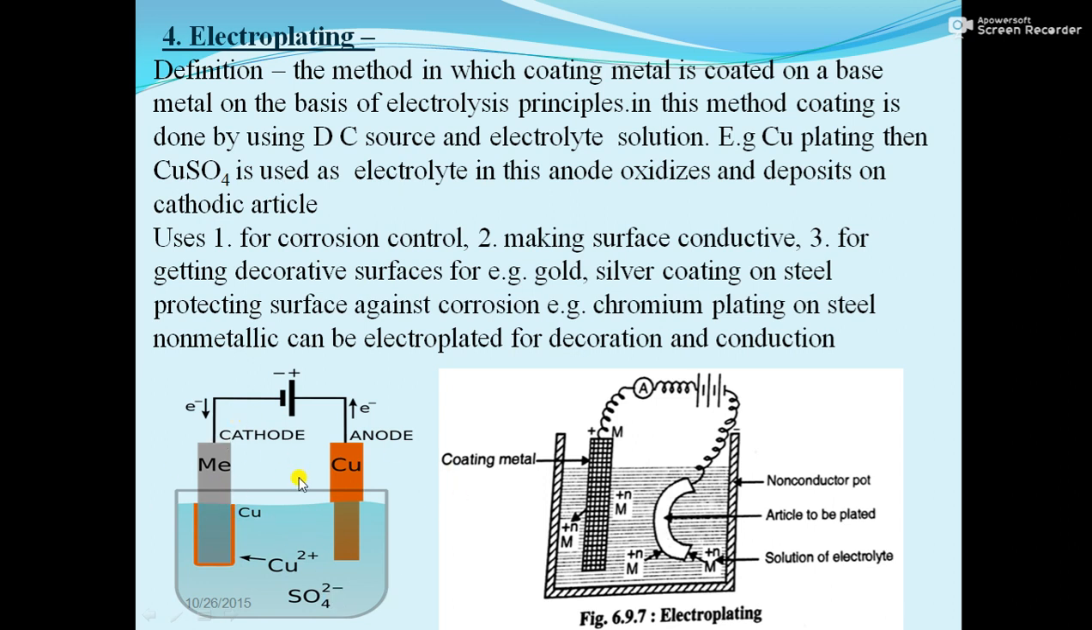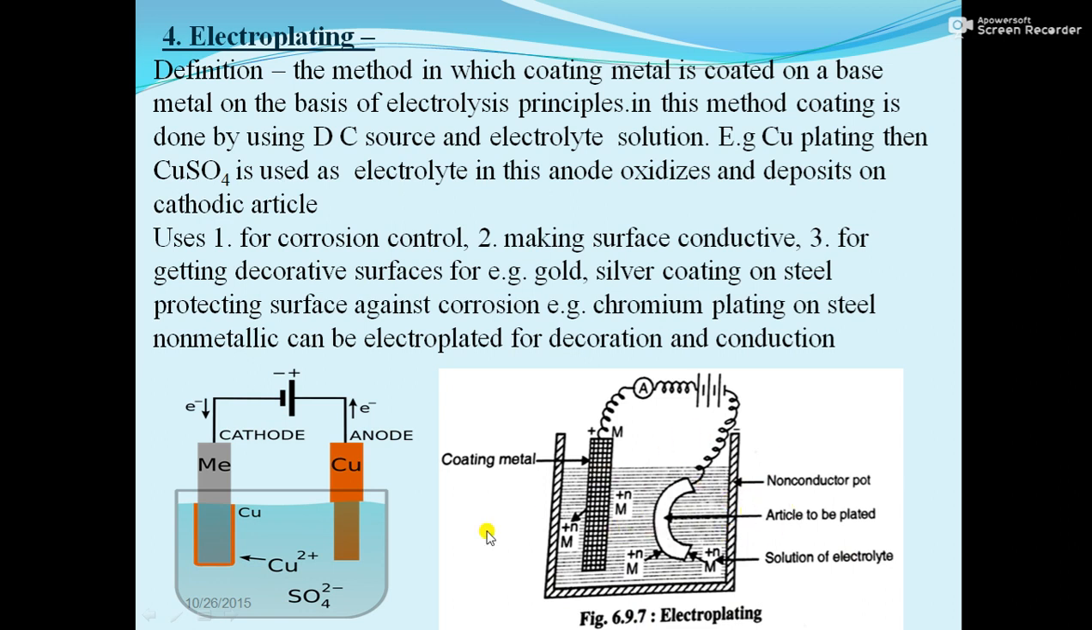So as you can see in the figure, this is the copper anode, here is the cathode, any metal. Suppose we want to do the coating of copper, so copper will be the anode, and here we will take the solution of copper sulfate. When the current passes, what is going to happen? The anode will get oxidized, the copper ions will be in the solution, and then on the cathode the reduction will occur, and on this metal there will be a coating of copper. In this way the electroplating occurs.